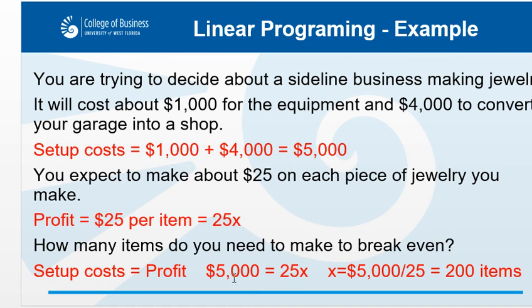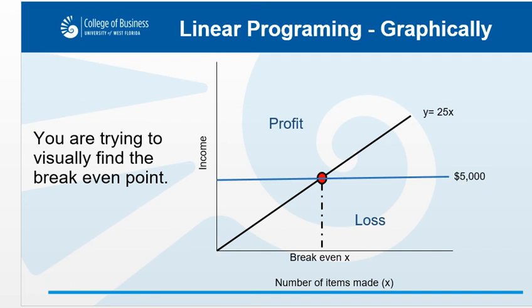Setup costs are $5,000, as we showed here. Profit is really 25 times the number of jewelry items. So if I rearrange the equation, I have x equals 5,000 divided by 25. So my break even is whenever I've made that 200th, or actually whenever I've sold my 200th piece of jewelry. That's the break even. Now let me show you what that looks like visually.